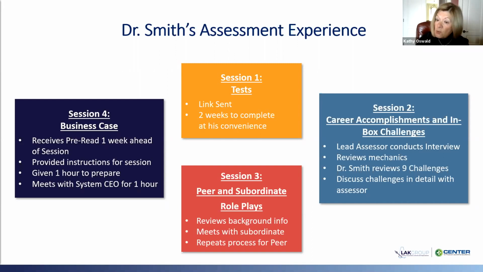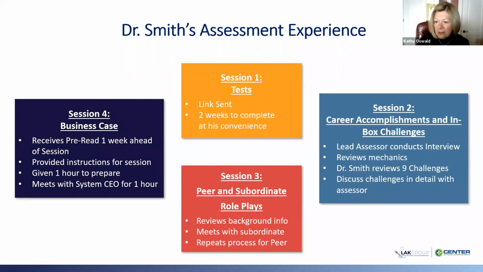His next session is the first time he'll meet the lead assessor. When we do one of these assessments, we have a lead assessor that writes the report and puts everything together as we go through this. So he met his lead assessor. She conducted the career accomplishments interview, and then she reviewed the mechanics of the system. It's really so easy to use. If I can do it, anybody can do it.